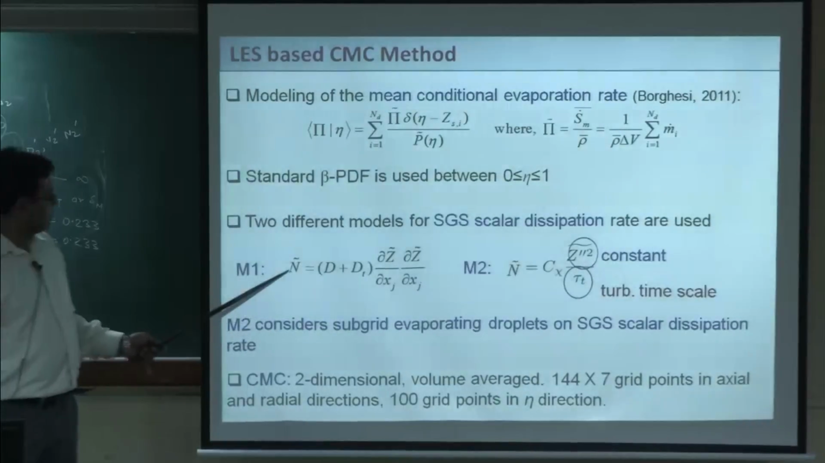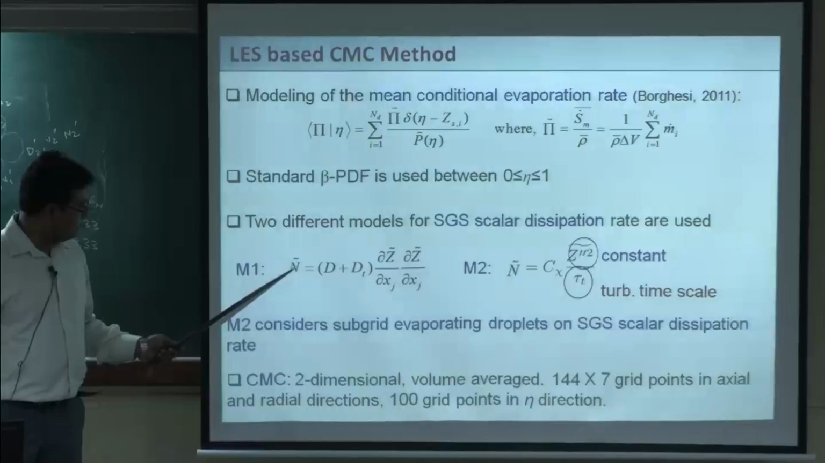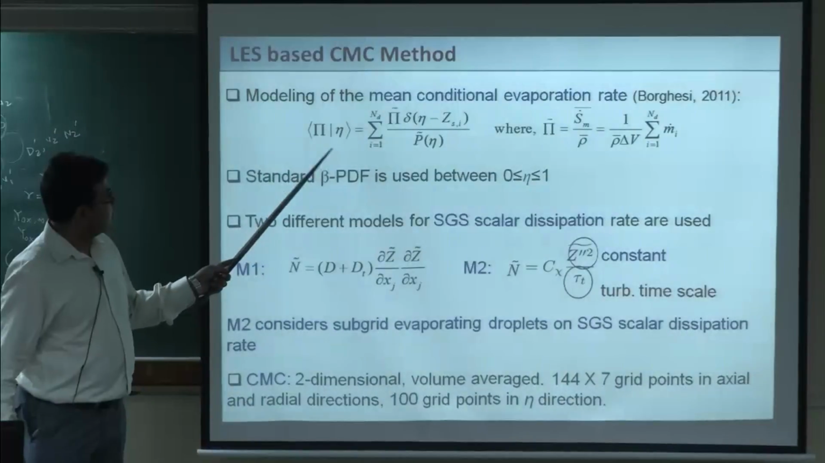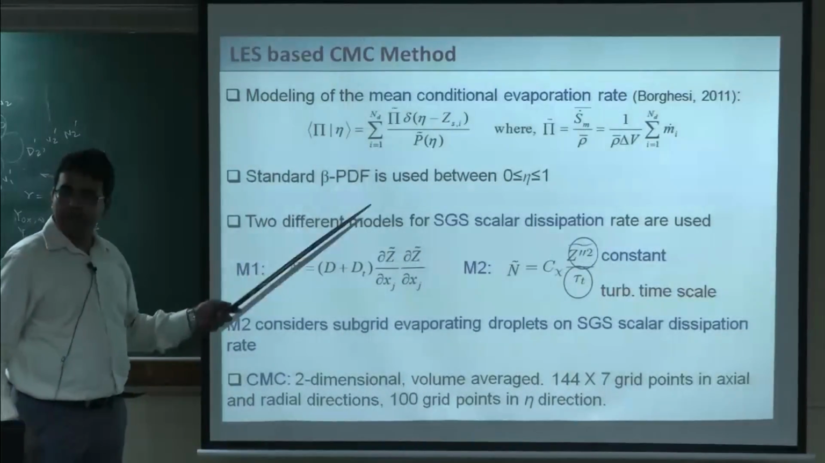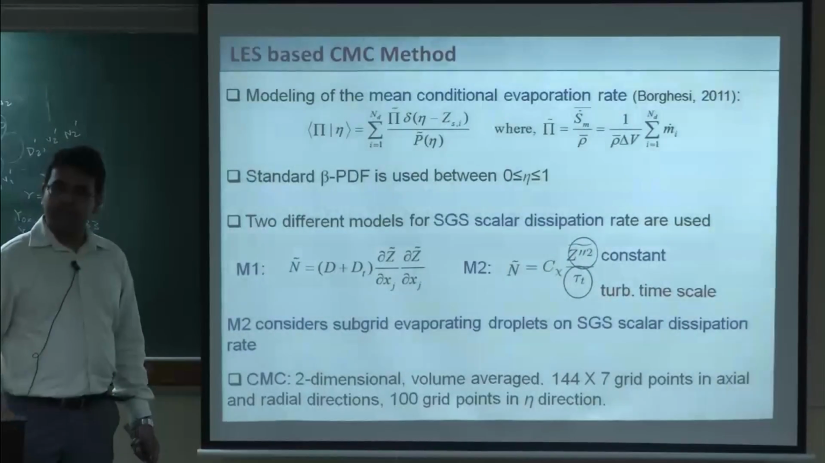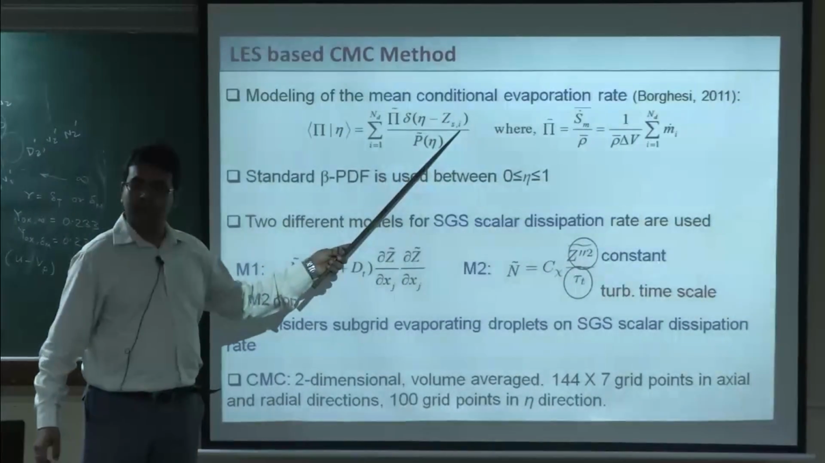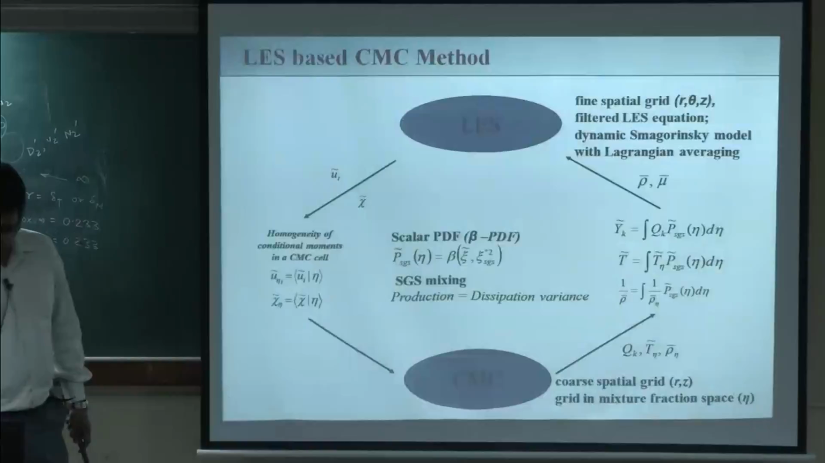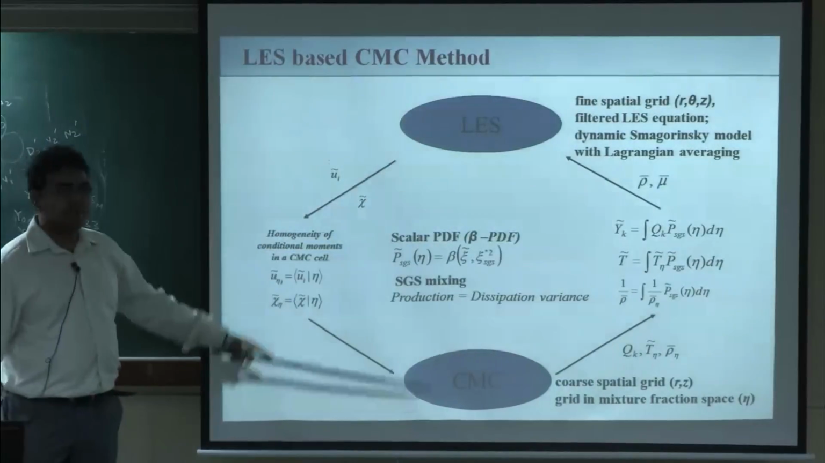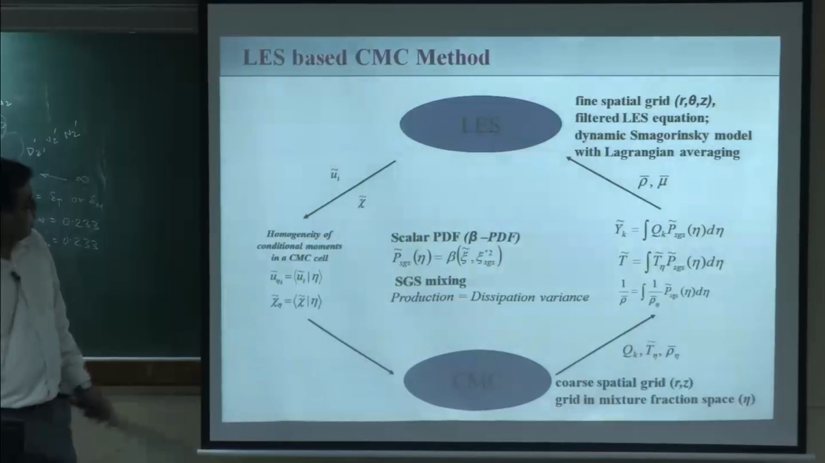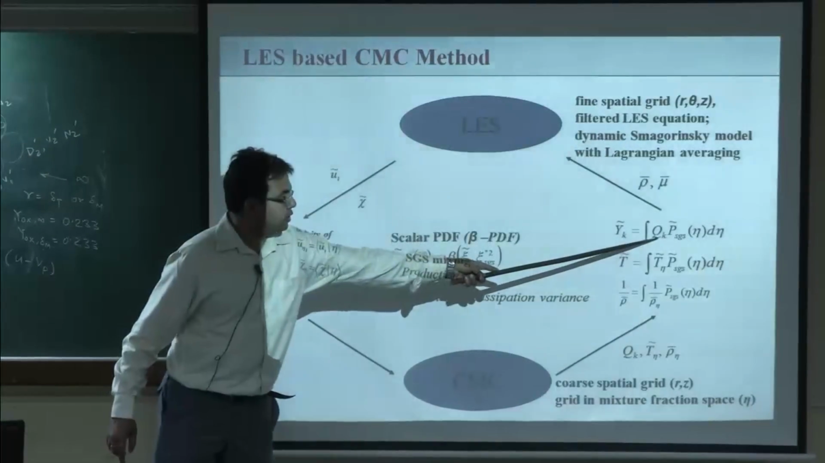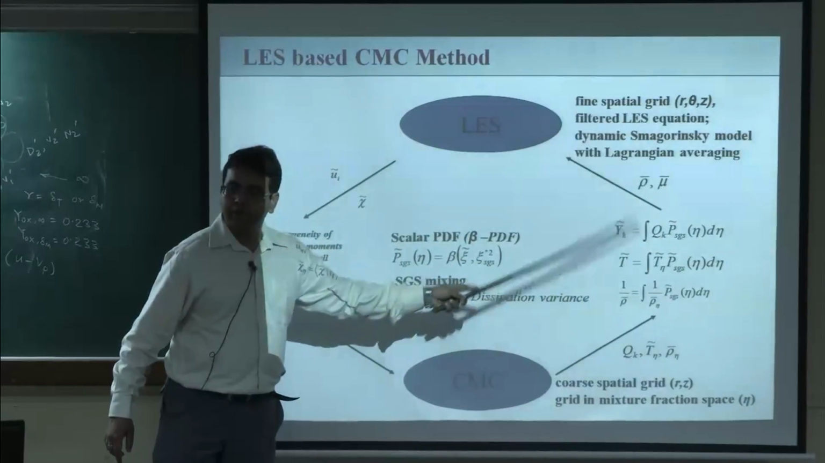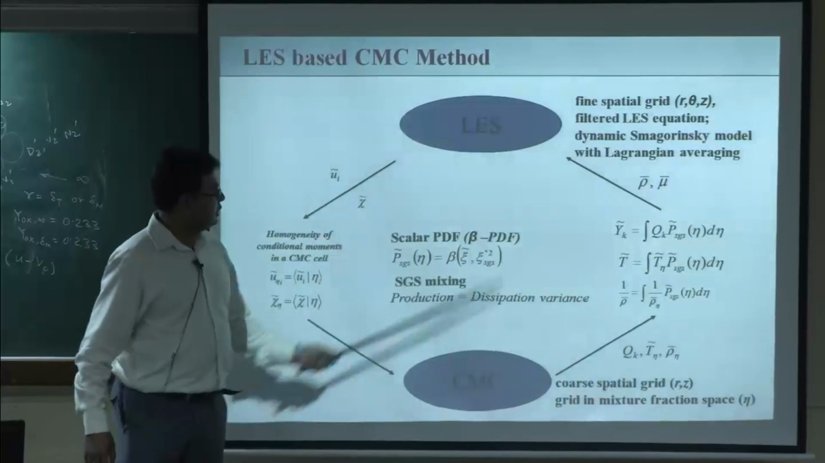So these are the models which I have taken for the mean scalar dissipation rate term, and this is the model for the mean evaporation rate. I am assuming that whatever evaporation is taking place, it is evaporating at the droplet surface. That is true, right? So where the mixture fraction is Z surface. So it is a delta function at the Z surface. And then there is a coupling between the LES and the CMC solver. When you know the conditional mean quantities, you are evaluating the Favre mean quantities, and then you proceed like this.